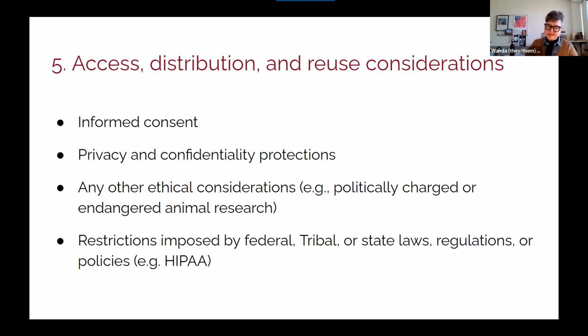Okay, the fifth element of the DMSP is related to future access, distribution, and reuse considerations. This relates to some of the nuances of handling human participant data, things like informed consent, that is, what were participants told about how their data would be shared, and where that data will be shared. Of course, we also have privacy and confidentiality protections in place. We want to be mindful of de-identification, especially with publicly shared data. However, we may need to think about de-identification even when we're doing restricted data plans, which will be covered in a few slides down in the presentation. Finally, there may also be restrictions imposed by federal, tribal, or state regulations or policies.